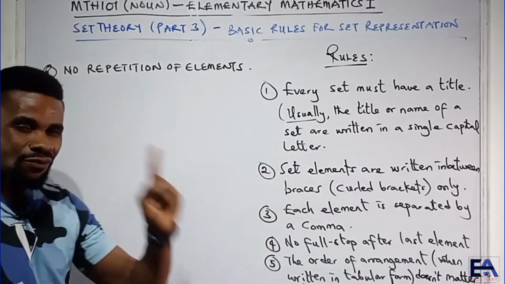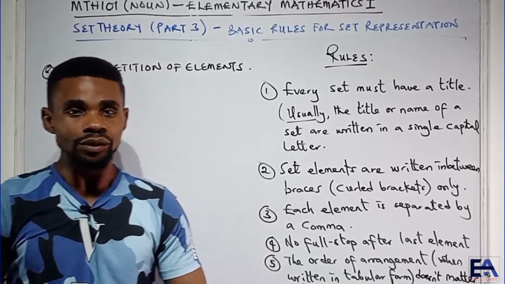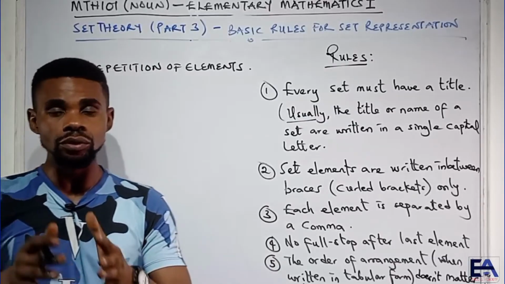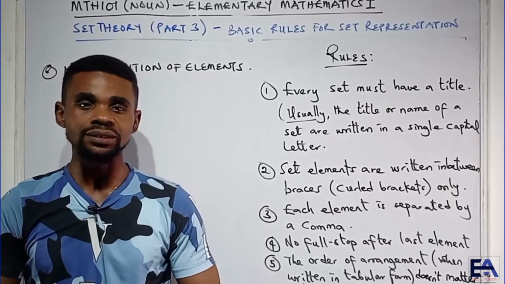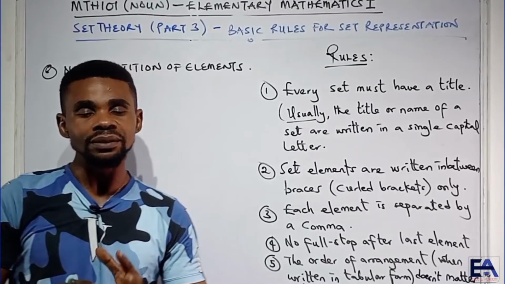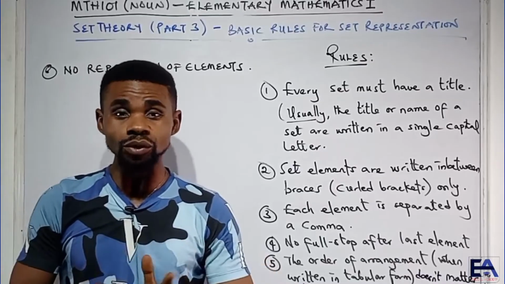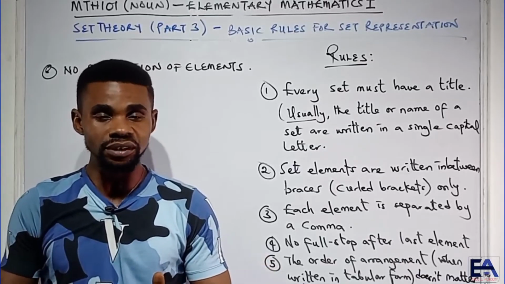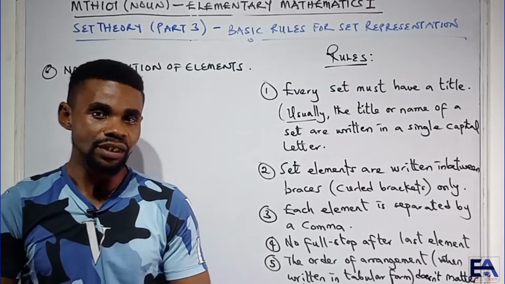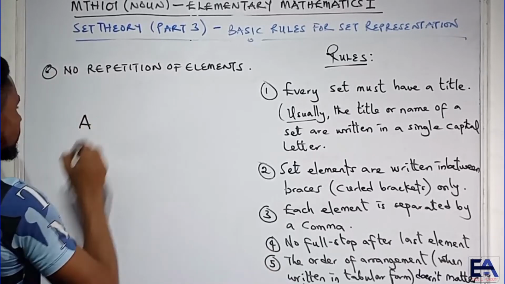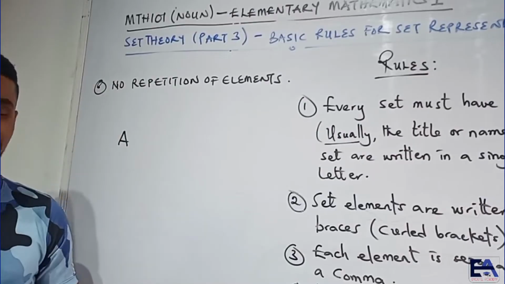Rule number one is that every set must have a title. It must have something that you can use to identify the set. Most of the time, the title of a set is written as a single capital letter, and it represents the set, so that you can always use that title to make reference to the set at any time. So you can say set A. This A represents a set. You can have set B, another set.